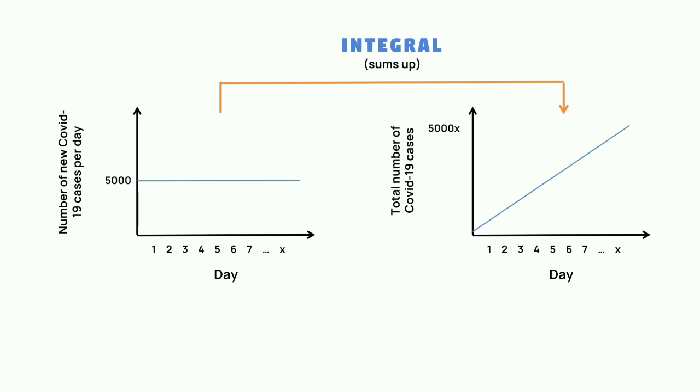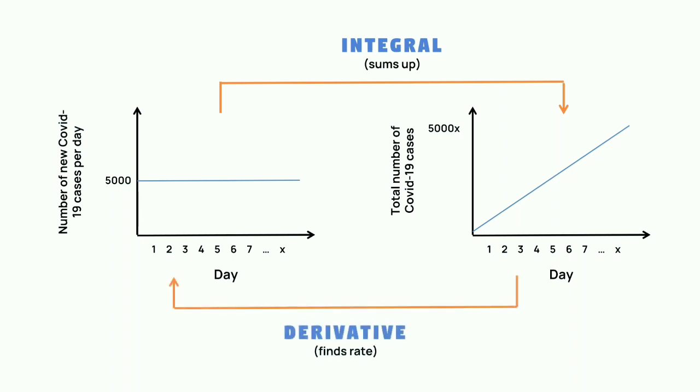This is integration. Hence, we can say that the integral of 5,000 is 5,000x, and it works the other way too. The derivative of 5,000x is 5,000. This proves the integrals and derivatives are opposites. While this may seem like a basic example since the number of new cases per day remains constant, the same thing applies for an increasing and decreasing rate too.